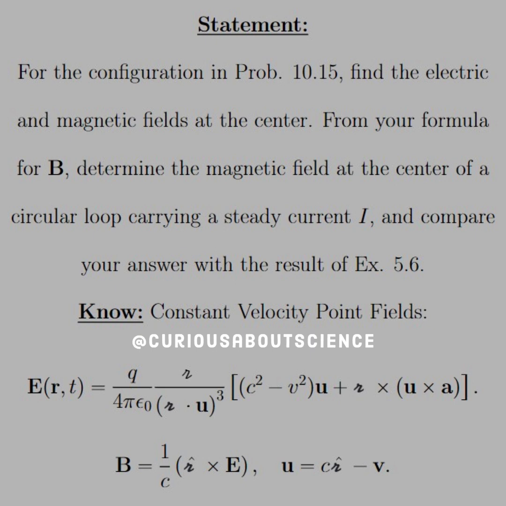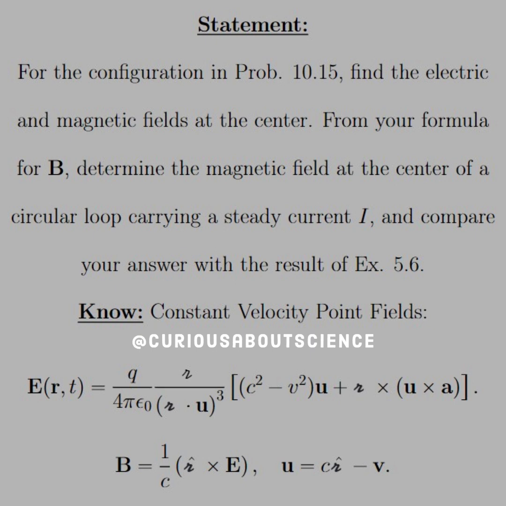So what we have is for the configuration in problem 10.15, we saw that was a circular one. Find the electric and magnetic field at the center. From your formula for B, determine the magnetic field at the center of a circular loop carrying a steady current I, and compare your answer to the results of exercise 5.7.